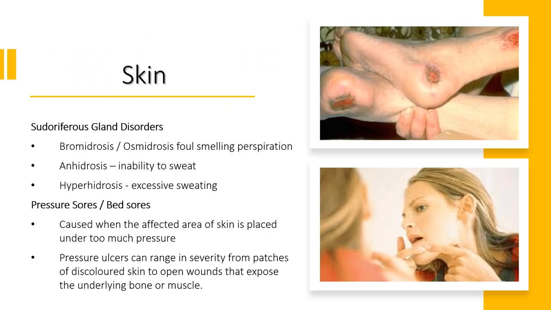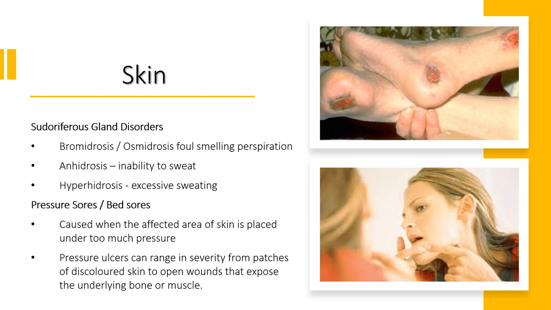Sudoriferous gland disorders. Bromidrosis and osmidrosis are conditions which cause foul-smelling perspiration. Anhidrosis is the inability to sweat at all. Usually where there's an A or an "an" in front of any word, it means there's an absence of. So anhidrosis is the inability to sweat at all. And hyperhidrosis is excessive sweating.